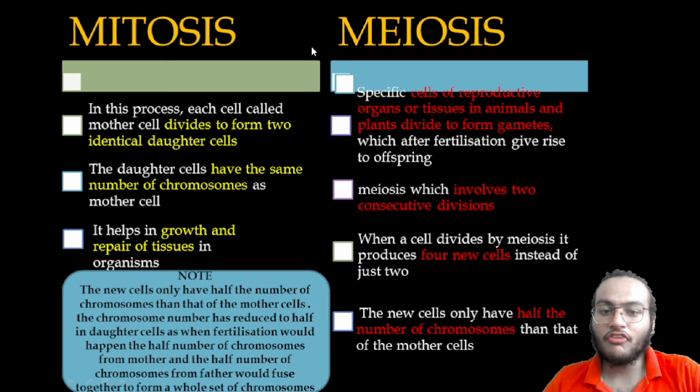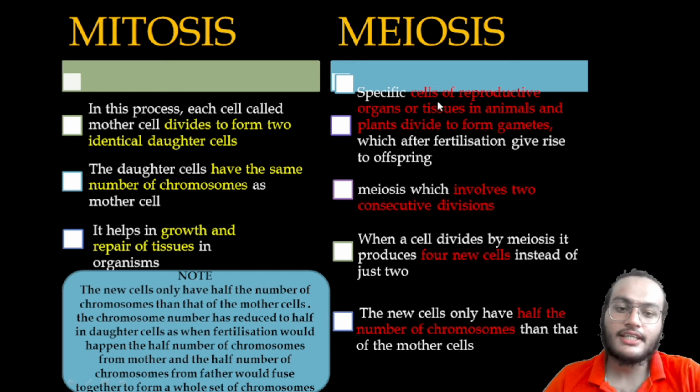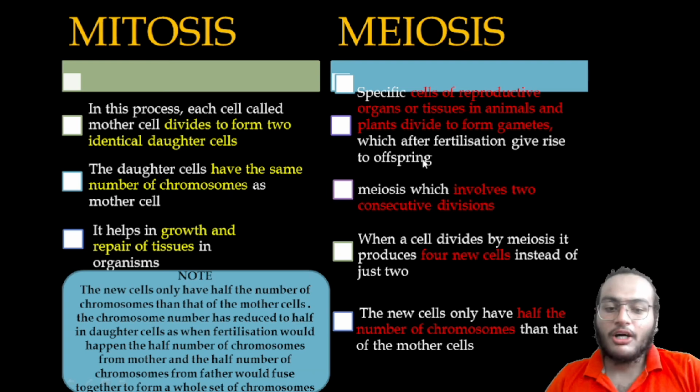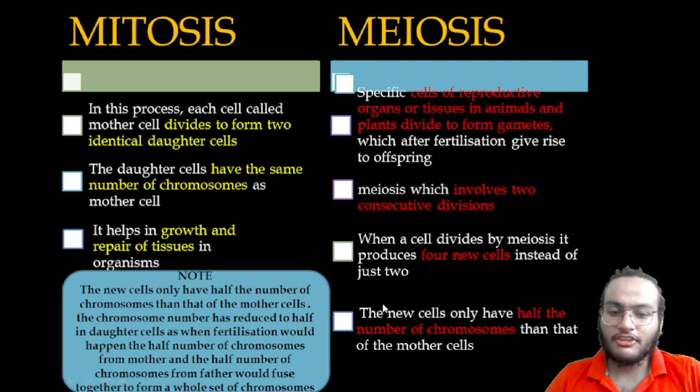Now we will talk about meiosis. These are specific cells which are present in animal or plant cells which divide to form gametes. Okay, so which after fertilization offsprings produce करते हैं. meiosis में क्या है? दो consecutive divisions हो रहे हैं और total में 4 new cells बन रहे हैं, and the new cells only have the half number of chromosomes. ठीक है. mother cell से half number of chromosomes होती है.